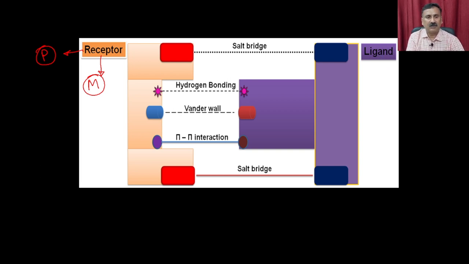In either of those cases, the ligand has to be placed on the counterpart. For example, if you are putting a receptor onto the matrix, then the ligand has to be placed onto the protein of your interest with the help of recombinant DNA technology. If you're putting the receptor onto the protein, then you have to put the ligand onto the matrix. We have a couple of examples which we are going to discuss in this particular lecture.